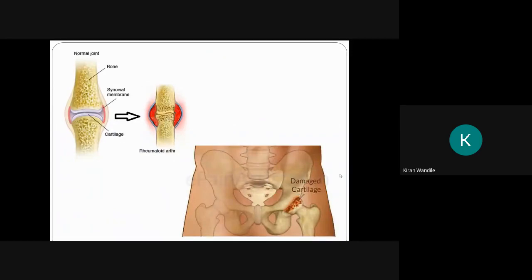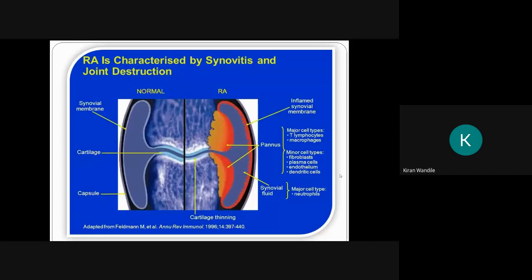So this is how the hip joint is involved due to damaged cartilage in rheumatoid arthritis. So this is again the inflamed synovial membrane shown, and major cell types are T lymphocytes and macrophages. Minor cell types are fibroblasts, plasma cells, endothelium, dendritic cells, and neutrophils. So these are the various autoimmune complexes.